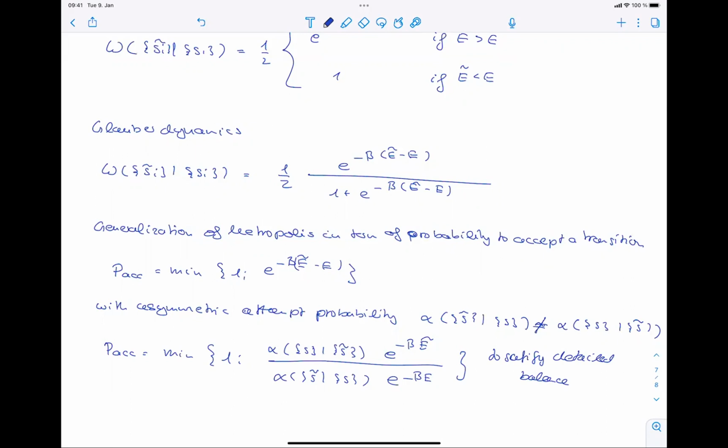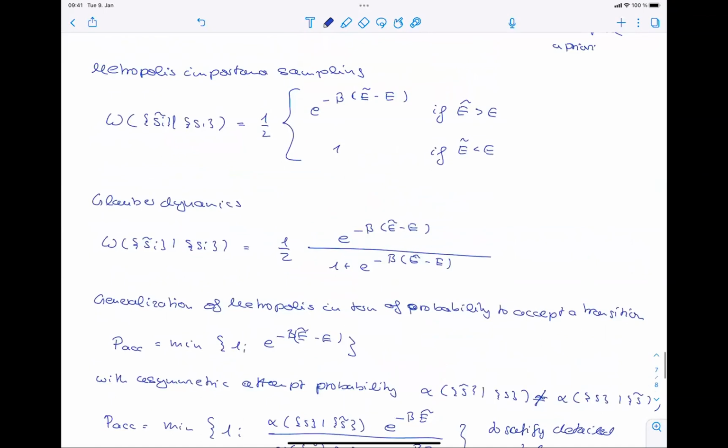Yeah, question. The generalization of Metropolis. Is the factor of 1/2 important? No. This is just so that you don't get confused when you compare it to Glauber dynamics. That's why I put it in. Okay. Yeah, because then it makes more sense if you see them next to each other.